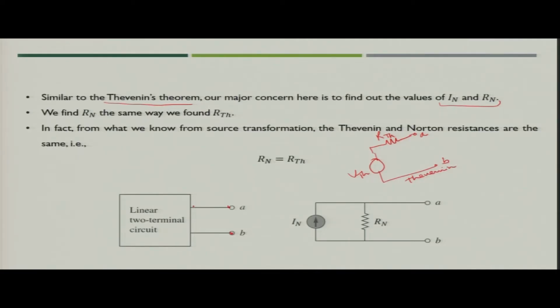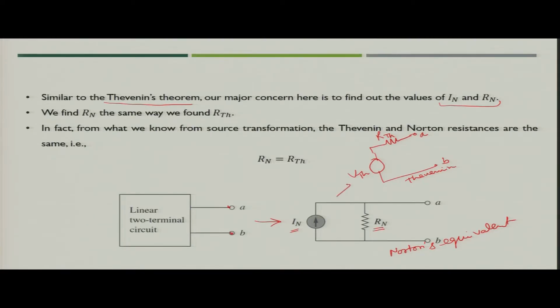Now in the case of Norton's theorem, you change this circuit to a Norton's equivalent, which looks like this. Here you will have a current source I_N in parallel with one resistance R_N. So, this is the Norton's equivalent of the circuit which is linear two terminal.